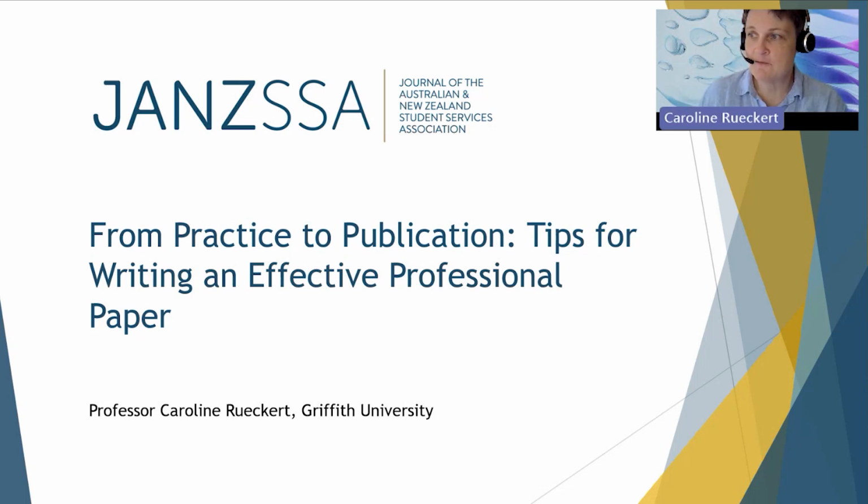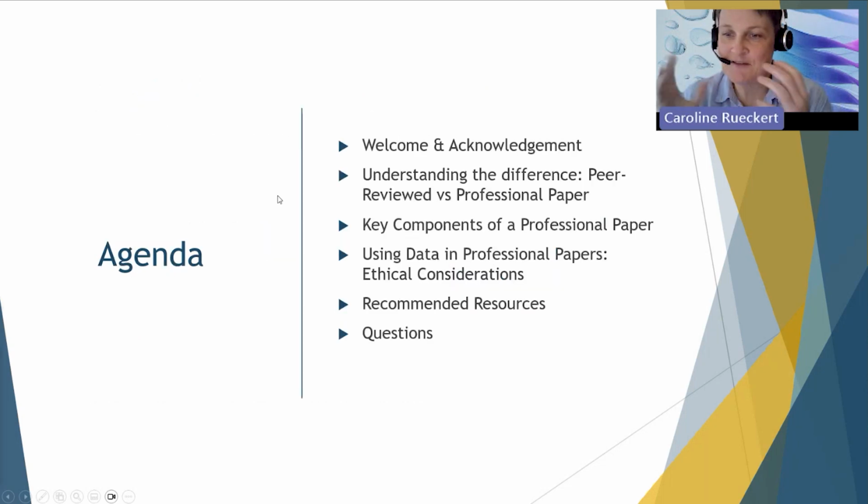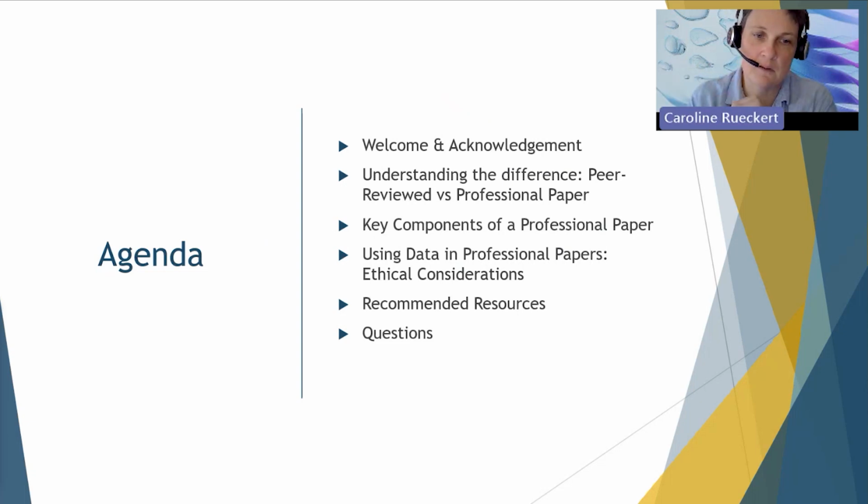So with that, I've talked a little bit about what you can expect today. We're going to start very high level with covering the differences between what a peer-reviewed paper versus a professional paper is. The next part is really breaking down the component parts, and I'm going to use a best practice example to give you a sense of what that actually looks like in practice. And then there'll be an opportunity for us to have a conversation around data and ethical considerations. And I'm also going to recommend some resources as well that will help you on your journey.